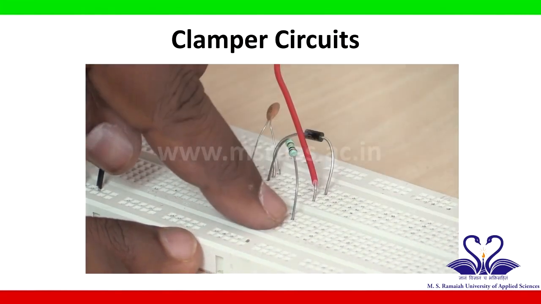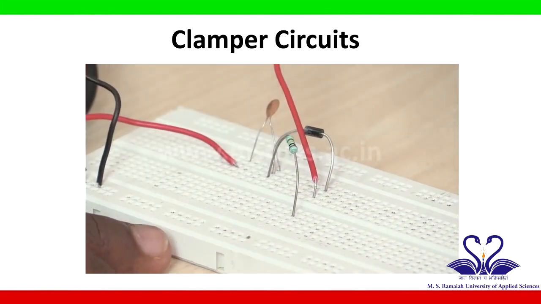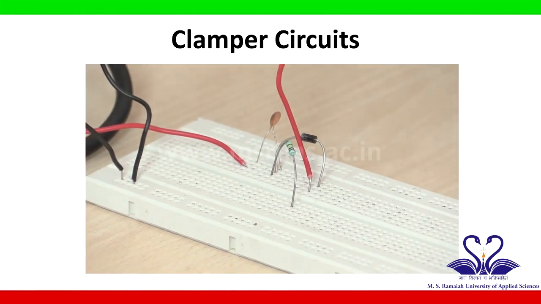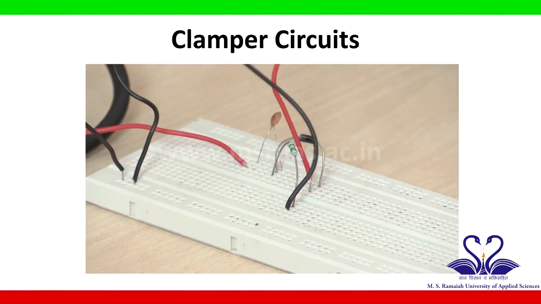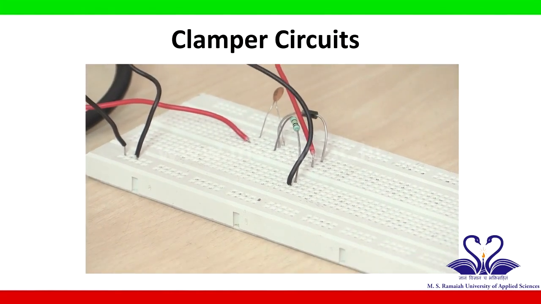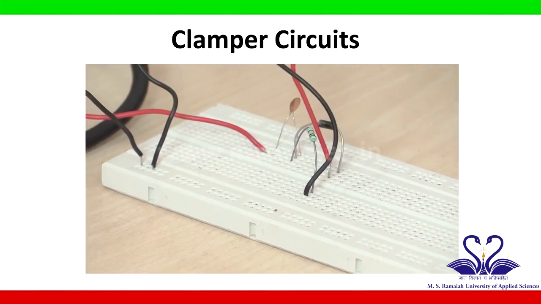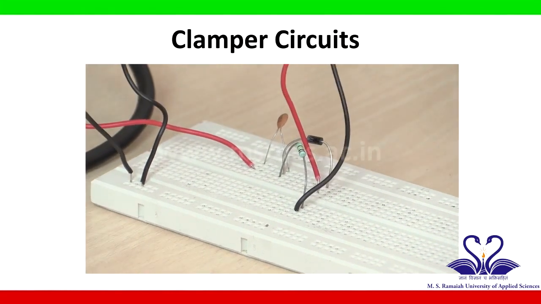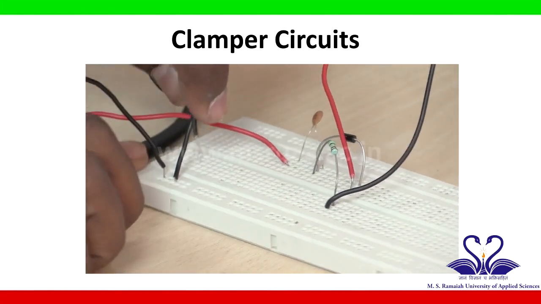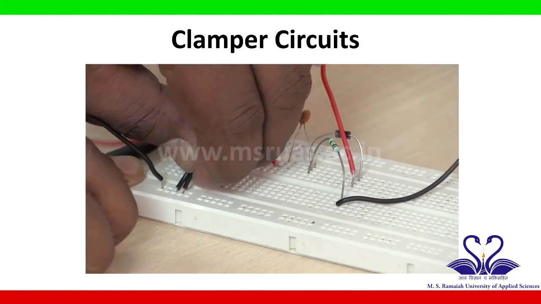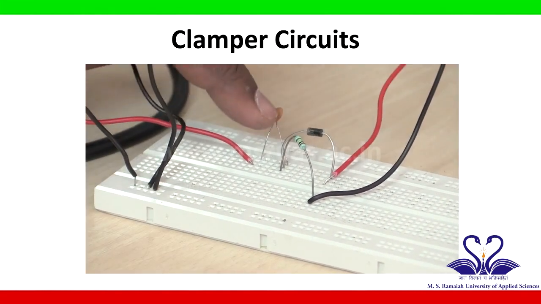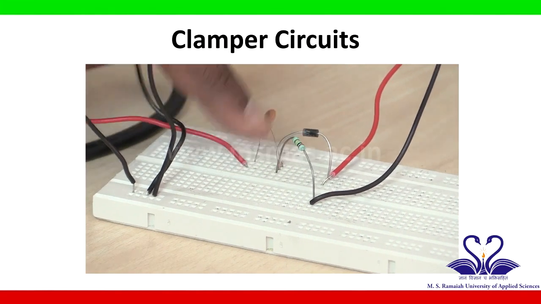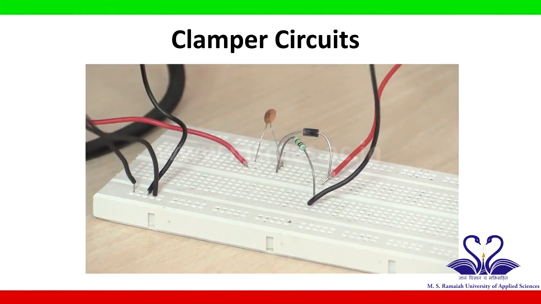I will connect to some point in the breadboard, and I will take one wire, take this point, and connect it to the ground line. So this is connected to ground. This row is a ground line. If you see, the resistor's one end is connected to the N terminal of the diode, and the other end is connected to the ground.